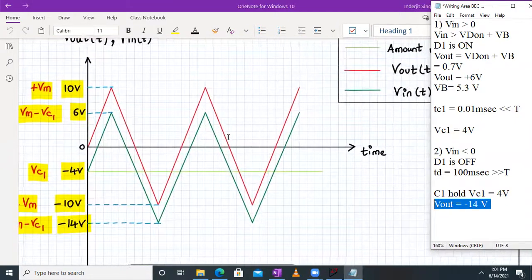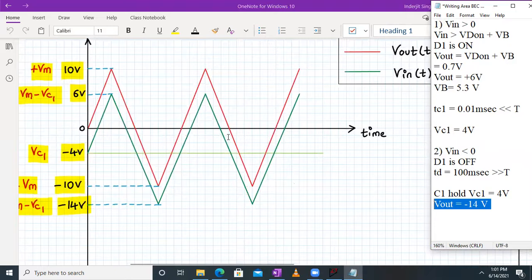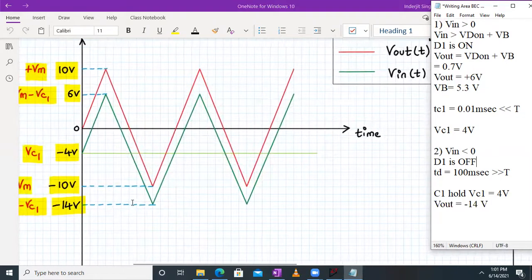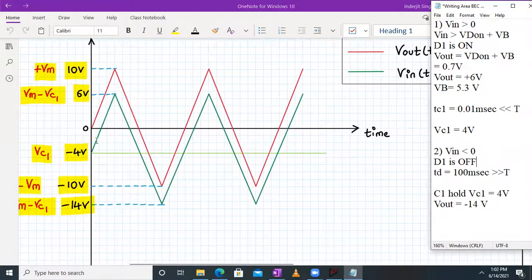See here, these are my input output waveforms. The red color one, the triangular wave, is my input going from 0 to 10 and negative value to minus 10. And my green color one is my output waveform. The positive peak is at plus 6, the negative peak is at minus 14. And here the DC shift, the DC level, is around minus 4.